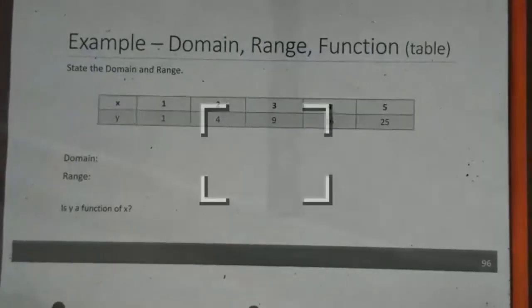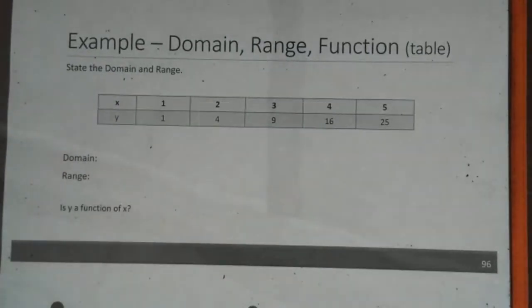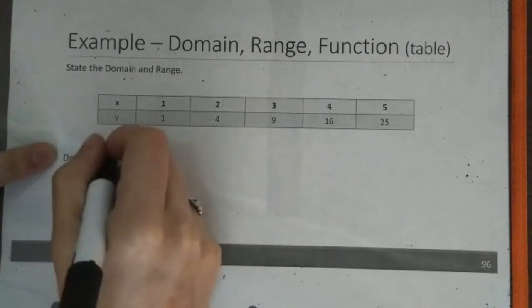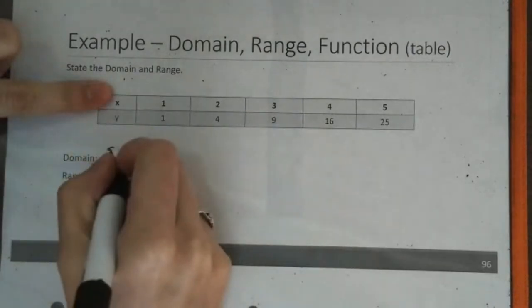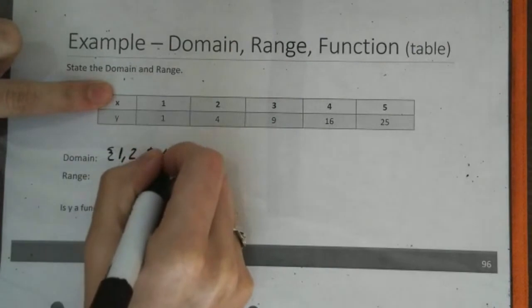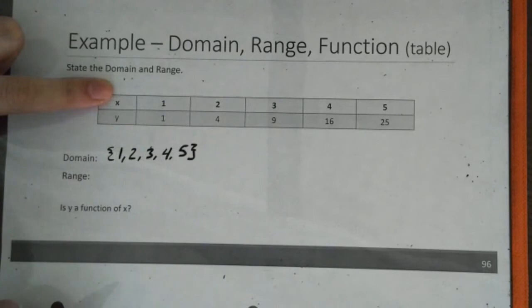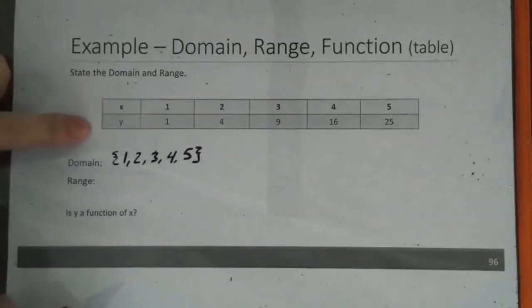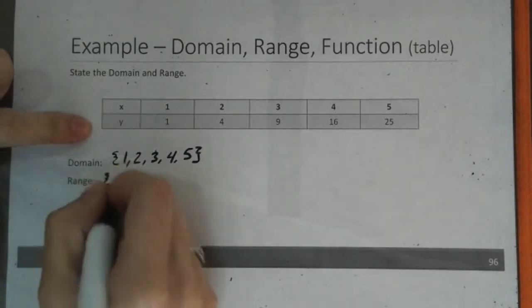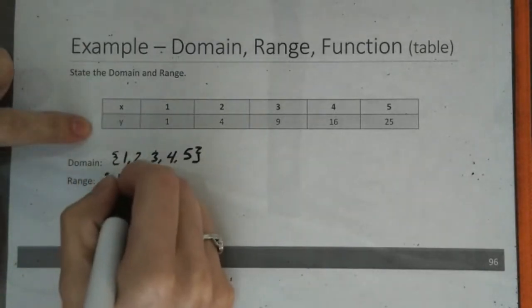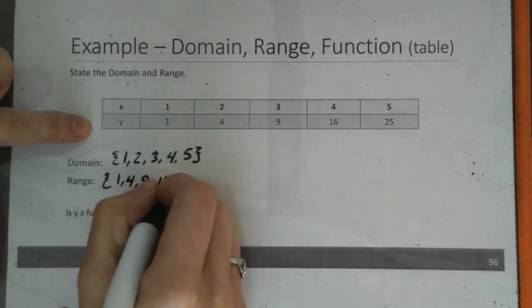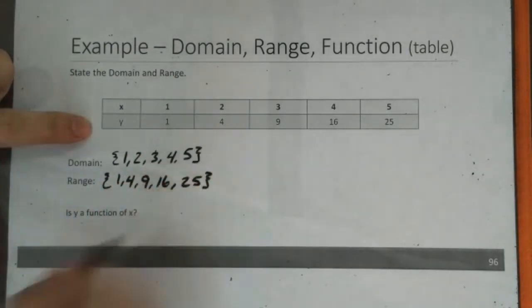So we're going to start by looking at some tables and seeing if we can find the domain and range, and then determine whether or not it's a function. So our domain is the set of inputs, or our x values. So our domain will be {1, 2, 3, 4, 5}. And we put it in curly brackets because this is a set. The domain is the set of all of our inputs. The range is our set of outputs, or all of our y values. We have {1, 4, 9, 16, 25}.